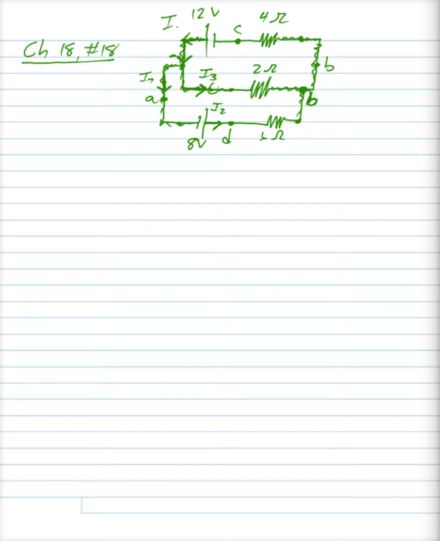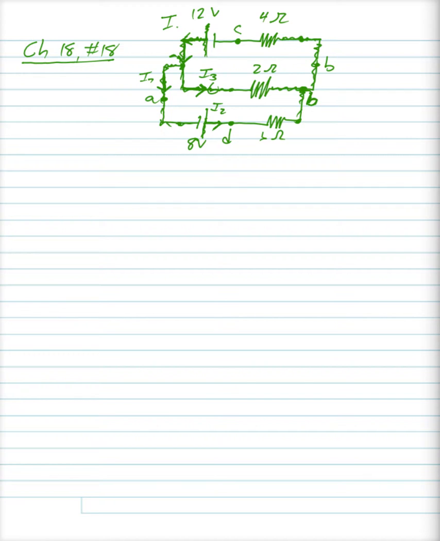But I've drawn them this way because typically positive current flows out of the positive terminal of the battery. So I've got I1 leaving the positive terminal of the 12-volt battery, and I2 leaving the positive terminal of the 8-volt battery. As far as I3 goes, I figure the push to the right from I1 is going to be greater than the push to the left from I2. So I'm guessing that I3 is going to point to the right. I could be wrong.